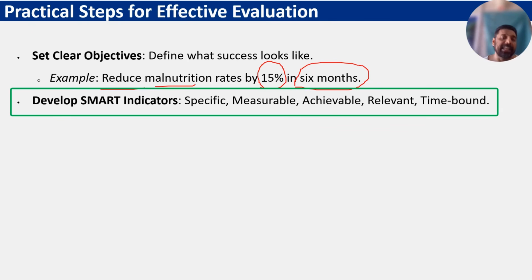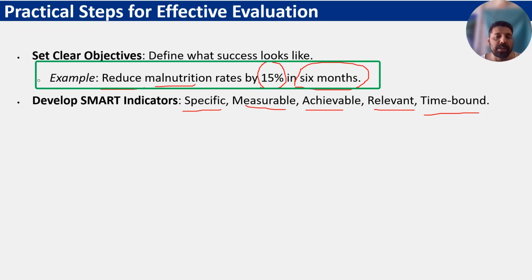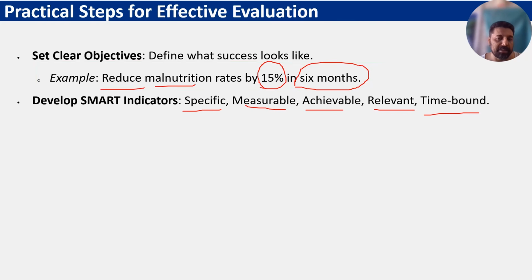Develop SMART indicators. SMART means specific, measurable, achievable, relevant, time bound. For example, if you look at this indicator, you can see it is specific to malnutrition, measurable at 15%. There is a target which we can measure if we have the data. Achievable within 6 months. Relevant to the sector, the program, the project or the beneficiaries, and time bound. There should be a timeline.